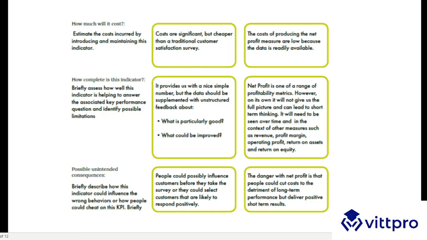So you can say people could possibly influence customers before they take the survey to give a good score. Because if, let's say, you are using this customer net promoter score for the bonus or for any other evaluation purposes, then the people may talk to the customer and say, hey, please, can you give me the full score or not, right? So that's the unintended consequence. People may go and do it.